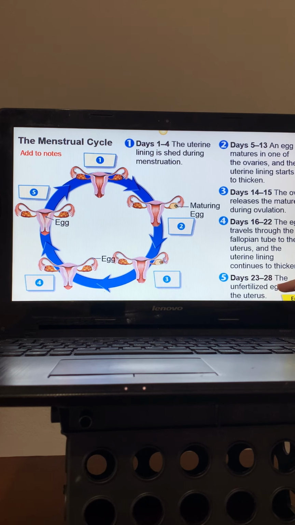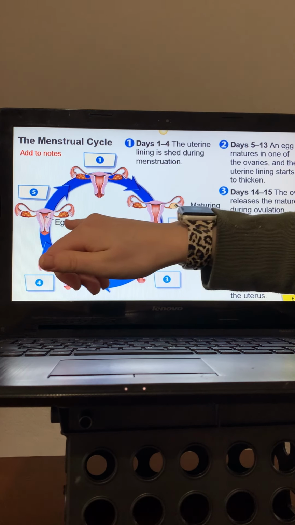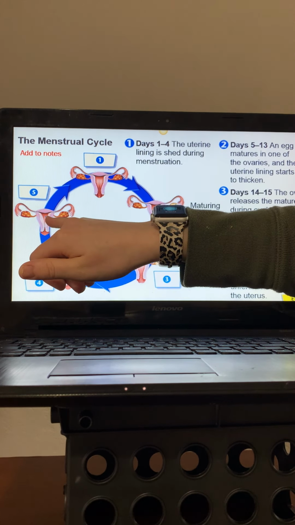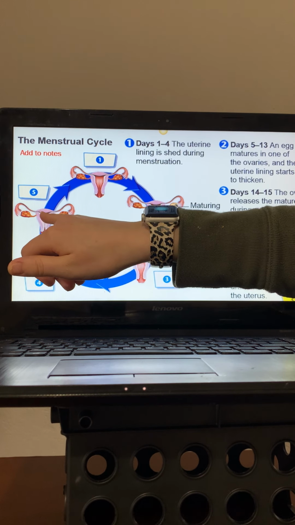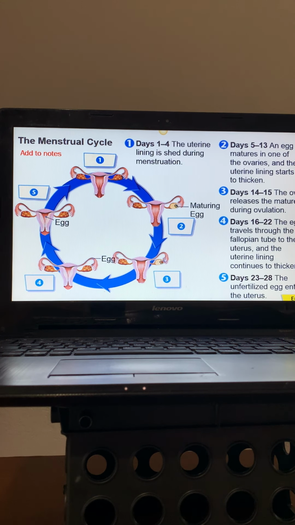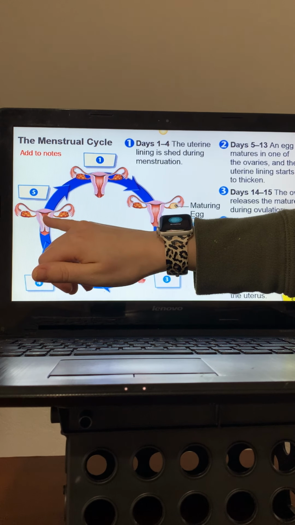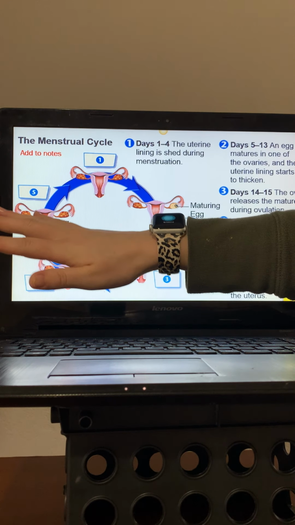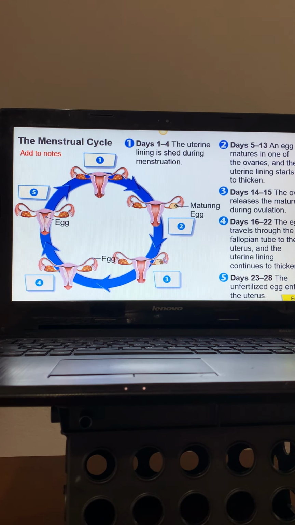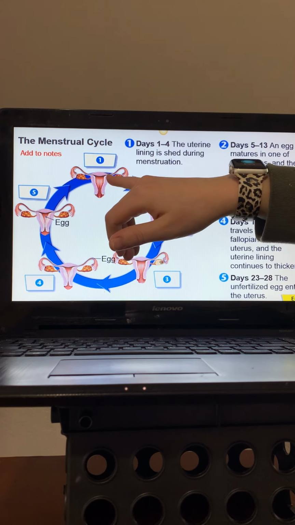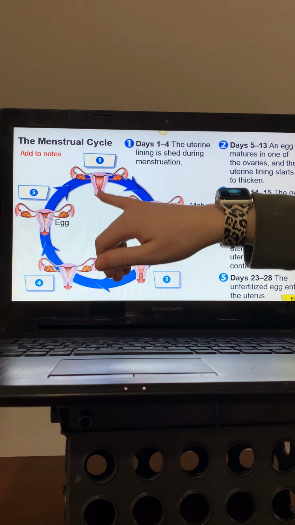Days 23 through 28, that unfertilized egg has now entered inside of the uterus. It's going to attach itself to the uterine wall. And if she was pregnant, what would happen would be the cervix would close and the baby would grow and develop inside of the uterus. But since she is not pregnant, what's going to happen is, so days 1 through 4, the uterine lining is going to shed itself off.